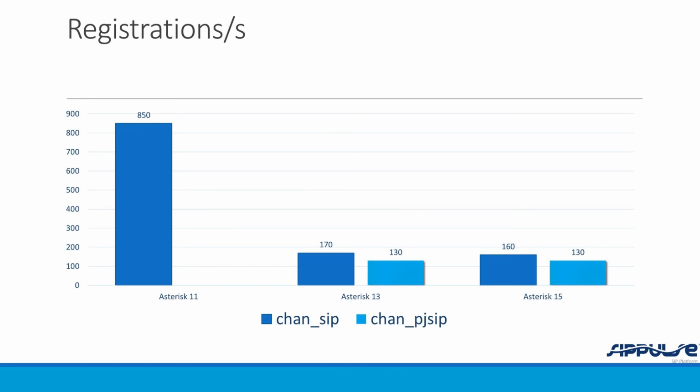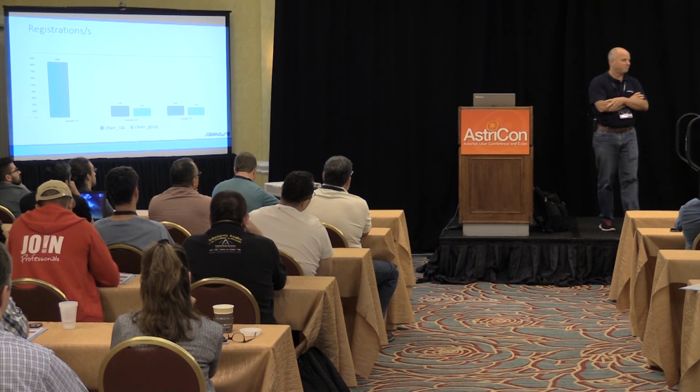At this time, they are very significant. We have 850 registrations per second on Asterisk 11, and less than 170 on Asterisk 13 and 15. And this caught my attention. There's something wrong with the newest versions in terms of registrations per second. And this is something that really needs some attention, because if you think of 160 registrations per second, it's a lot. If you think a registration lasts for 120 seconds, it should be enough for more than 10,000 users, right?